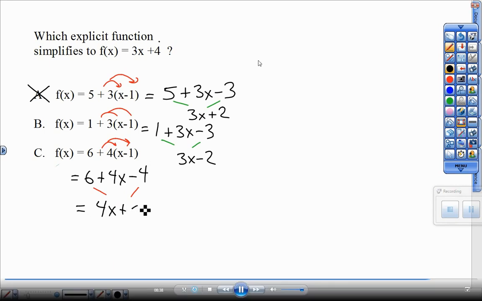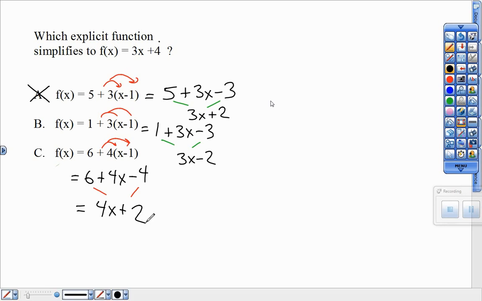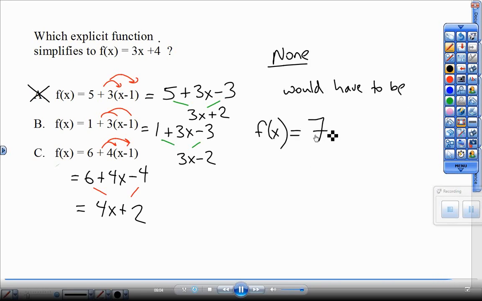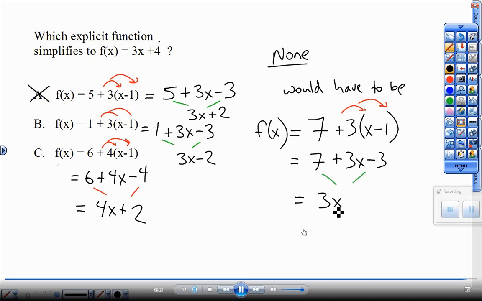If I wanted one that would have been equivalent, it would have had to look just like this I'm about to show you. It would have had to be f of x equal to 7 right there, plus 3 times x minus 1. That's the same because 3 times x, 3 times negative 1 gives me 7 plus 3x minus 3. The 7 and the 3 combine to give me 4. f of x equals 3x plus 4. Those are equivalent.